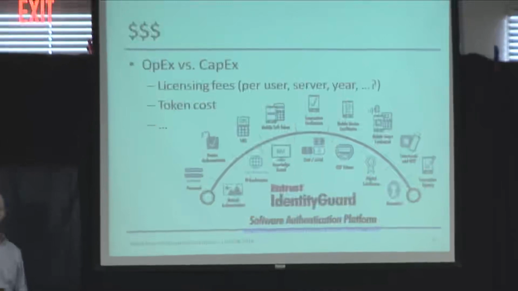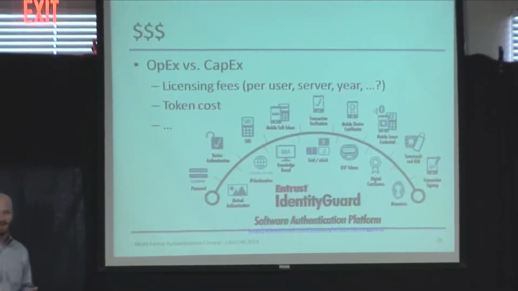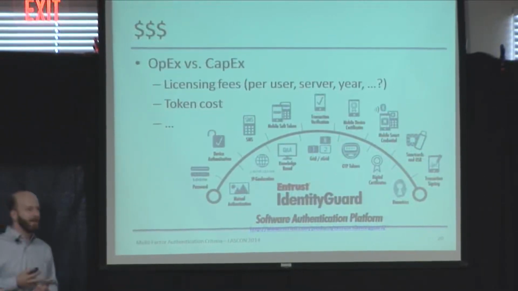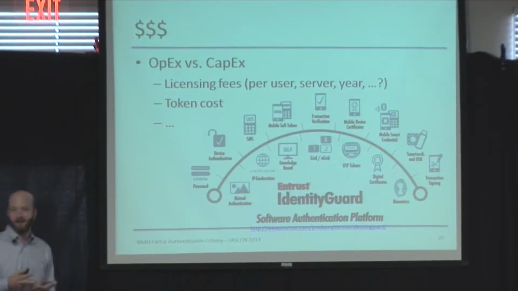So there's the whole question of how much it costs in terms of operating expenses versus a one-time purchase: I buy an appliance and I'm done, or do I need to buy tokens, or do I need to pay for a license per user every year? Something to think about. Entrust had this nice little graphic here with all the different types of tokens they support in their solution. That's why I threw that in here.